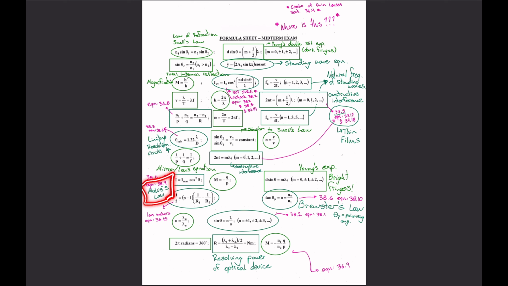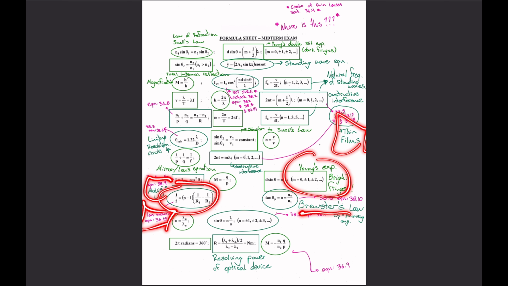So this is one reason why I like writing the names of the equations. This one, the Lensmaker's equation. Where did the Lensmaker's equation go? Is it this one here? Lensmaker's equation, Malus's law, Brewster's law, Young double slit experiment, thin film interference.